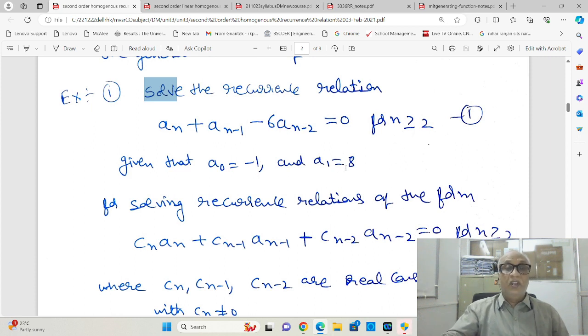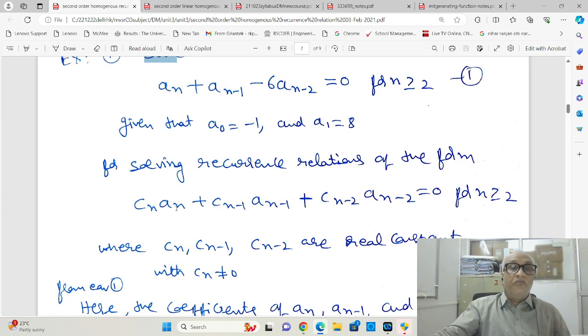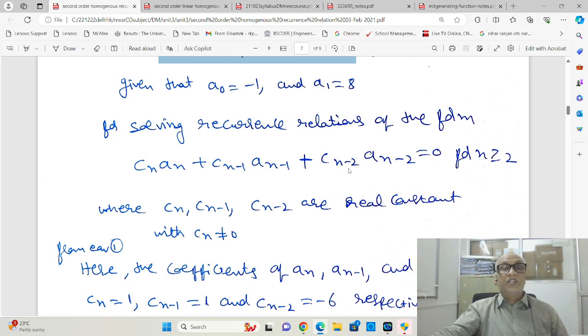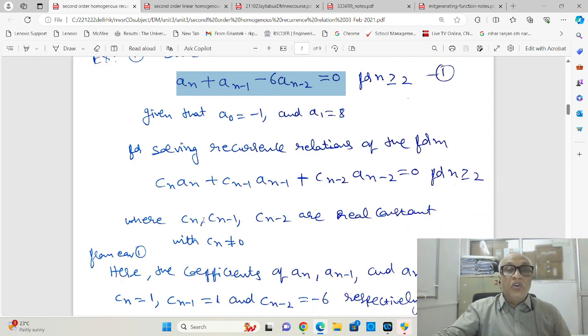These values are given. Now our form of recurrence relation is Cn an plus Cn minus 1 an minus 1 plus Cn minus 2 an minus 2 equal to 0 for n greater than or equal to 0. Here Cn, Cn minus 1, Cn minus 2 are real constants with Cn not equal to 0. Now from this equation, what will be your coefficients? Cn will be 1, Cn minus 1 will be 1, and Cn minus 2 will be minus 6.